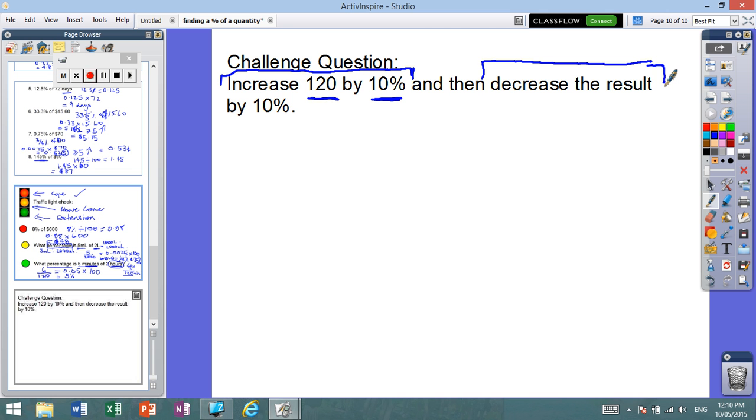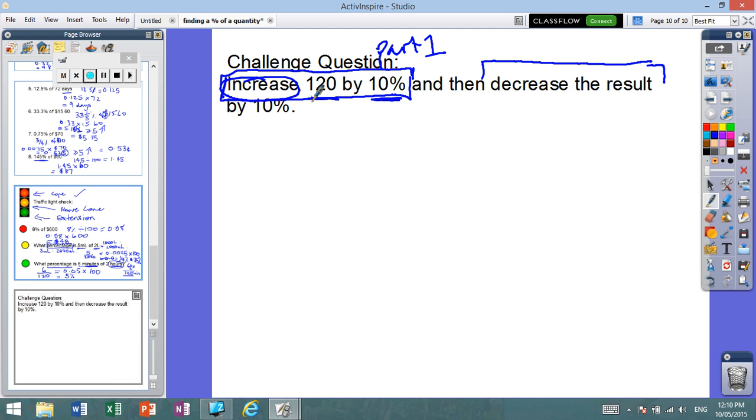Alright, so let's see how we do this. We're going to do part one. Part one here. Okay, the first part. We're going to look at this. Ignore everything else. So it's very similar to what we've been doing. So we need to increase, that's new, 120 by 10%. So we need to find out what 10% of 120 is.